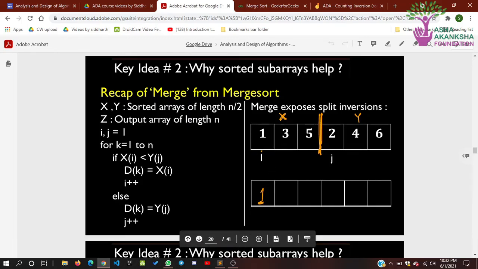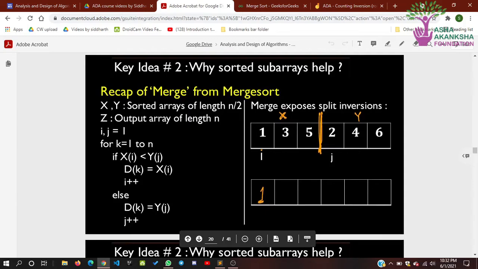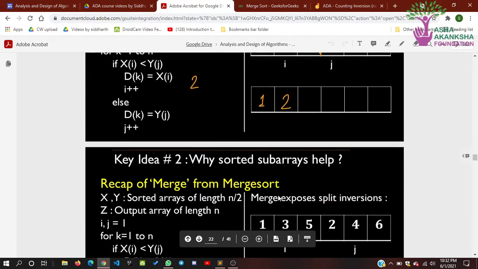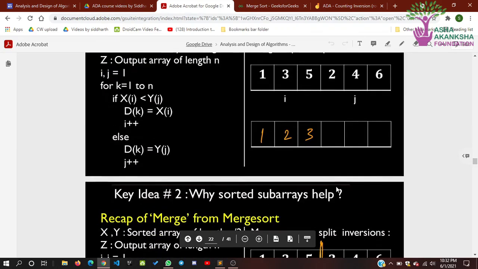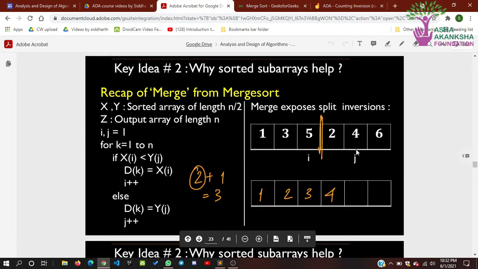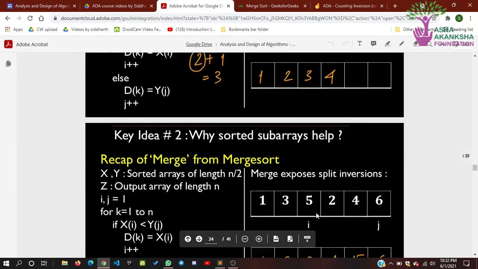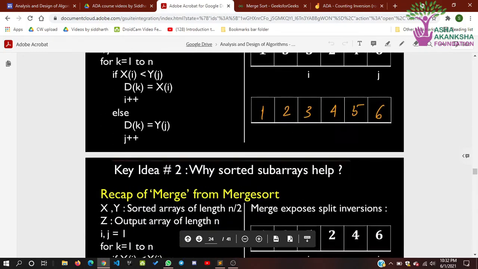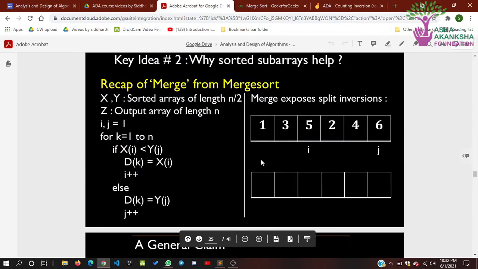So suppose at any instant i is here and j is here, and we are comparing 1 and 2. Then 1 is smaller, so 1 comes here. The i goes to 3. Similarly, 3 and 2 get compared. 2 comes here. Then 3 and 4 get compared. 3 is added here. Then 5 and 4 get compared. 4 is added here. Then 5 and 6 get compared. 5 is added here. Then 6 is remaining. 6 gets here. And it is like this.